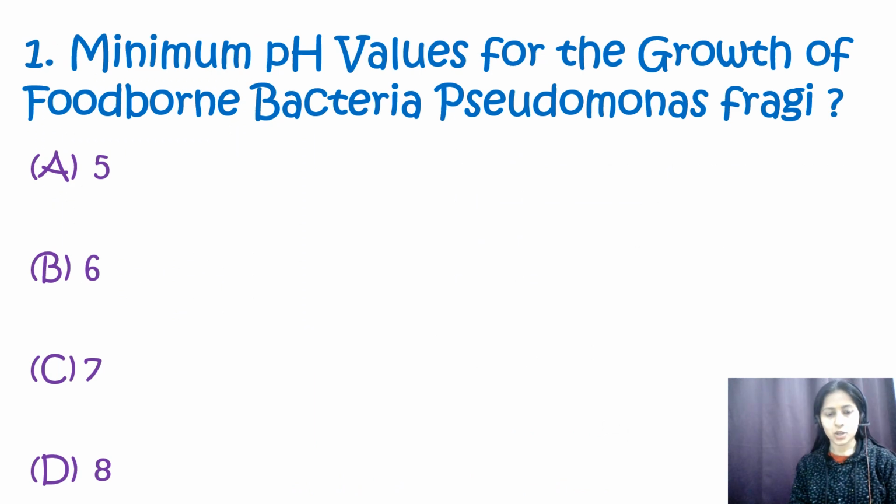Number 1. So minimum pH value for the growth of foodborne bacteria Pseudomonas fragi. Options are pH 5, pH 6, pH 7 and pH 8. So what is the minimum pH value for the growth of this foodborne bacteria? It's actually option number A, that is pH 5. So this Pseudomonas fragi, it's a gram-negative saccharophilic bacteria. And even this bacteria is responsible mainly for the spoilage of dairy products. So here my correct option will be option number A, that is pH 5.